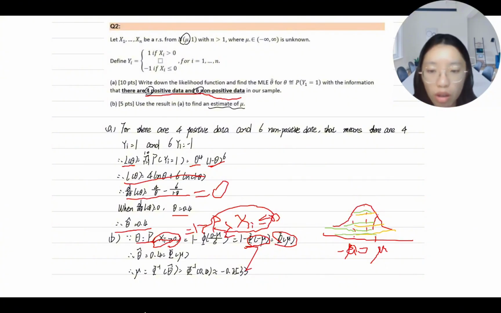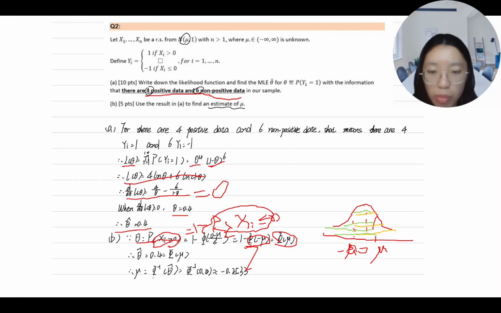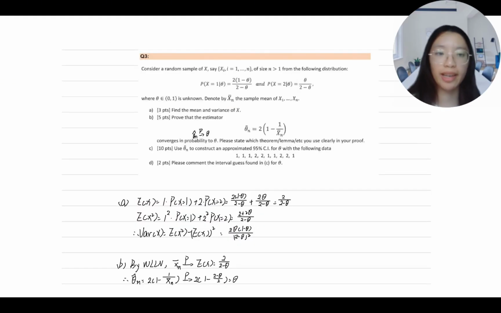Okay, and so when the normal expression of mu is equal to 0.4, we can just calculate, and then we know that the answer is minus 0.2533. And that is the solution of question 2. And next is the solution of question 3. First, we need to find the mean and variance of X. And this can just use the definition of the mean and variance.